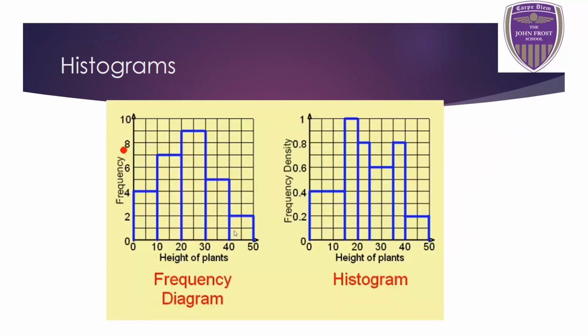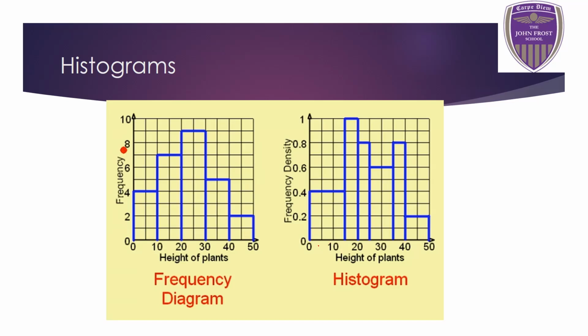Okay, if we have a look then, just to confirm what I was just saying about those main differences, this is a frequency diagram here, so frequency up the side, height of plants along the bottom. You'll see that the width of the bars, the class intervals, are all the same. They've all got a width of 10, and it's frequency up the side. So based on this one, if I said how many plants have got a height of between 10 and 20, you would straight away go to the height of this bar between 10 and 20, and the answer would be 7.